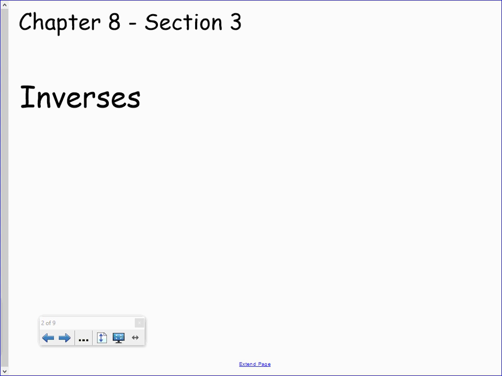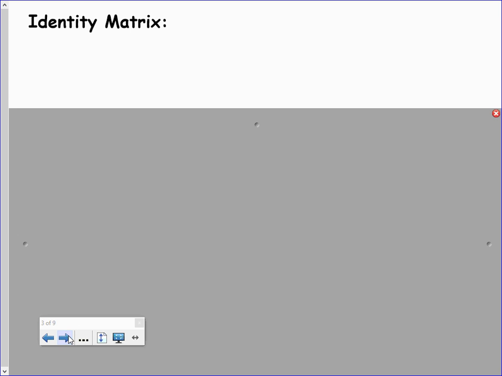Look at inverses of matrices, and then we're also going to look at how we can use the inverses to solve systems of equations with matrices. Before I actually get into inverses, I'm going to talk about something called an identity matrix, because the identity matrix helps us figure out if two matrices are in fact inverses of one another.